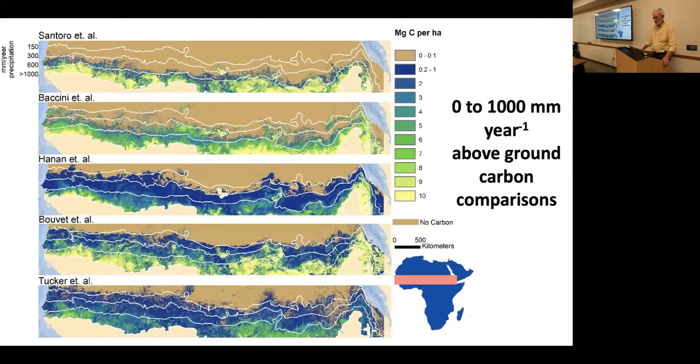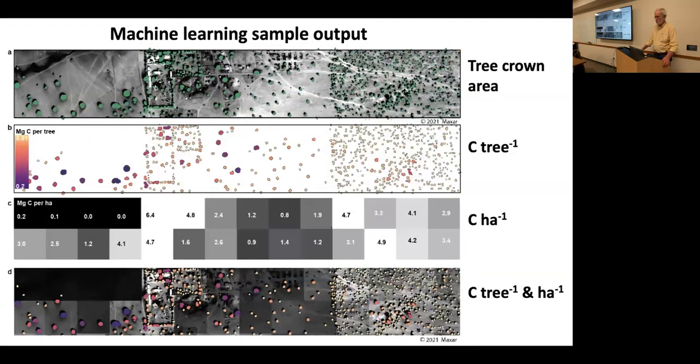Here's the summary figure in our paper, where we just have this figure comparing 4 other studies to ours in terms of the spatial distributions. I won't dwell upon that. So this is what happens when we map tree crowns. We convert them into carbon in trees. We then convert that into carbon per hectare. And then here's the combination. And all of these data can be accessed at the Oak Ridge National DAAC in our data repository.